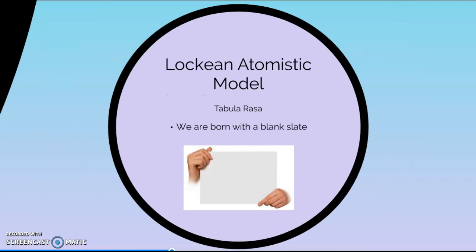Let's move on to the theorist Locke. Locke had a model called the Lockean atomistic model. Locke believed, unlike Plato, that when someone is born, they were born with a blank slate. They did not have any prior knowledge. This is referred to as tabula rasa, which literally means blank slate. Even though he believes that we were born with a blank slate, he still realized that there must be some kind of power or ability that we obtain to perform operations that lie dormant until they are tapped into.